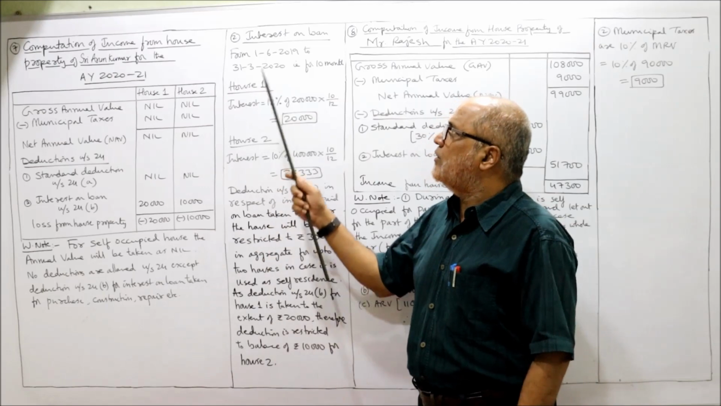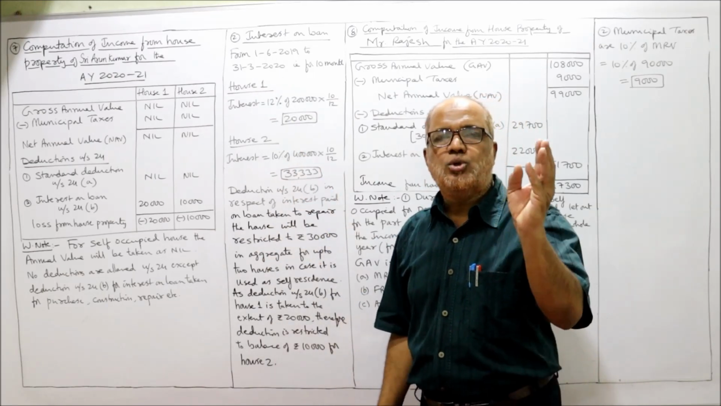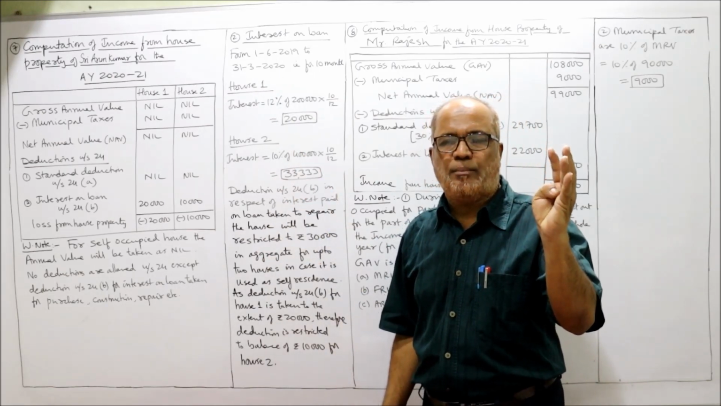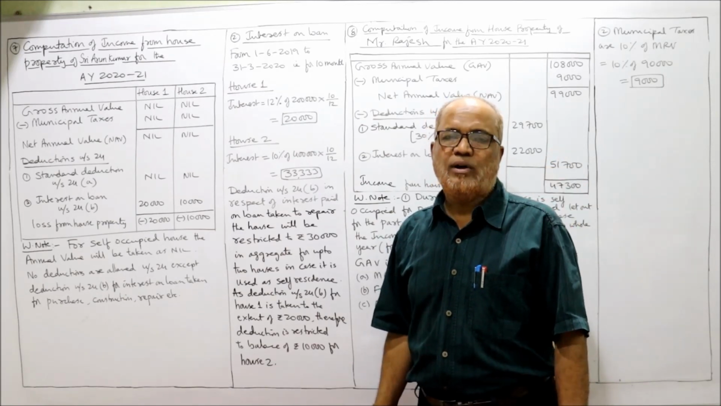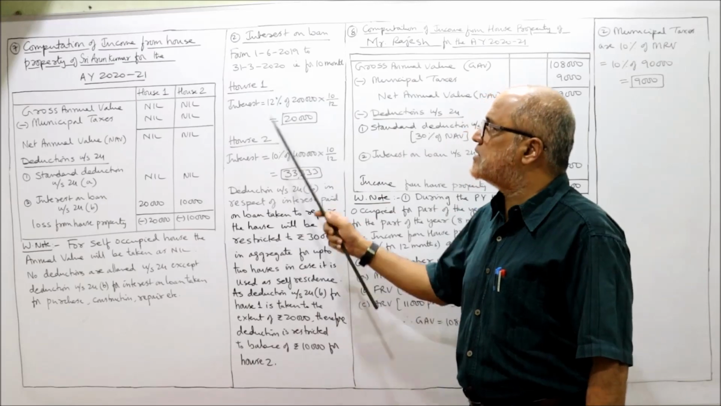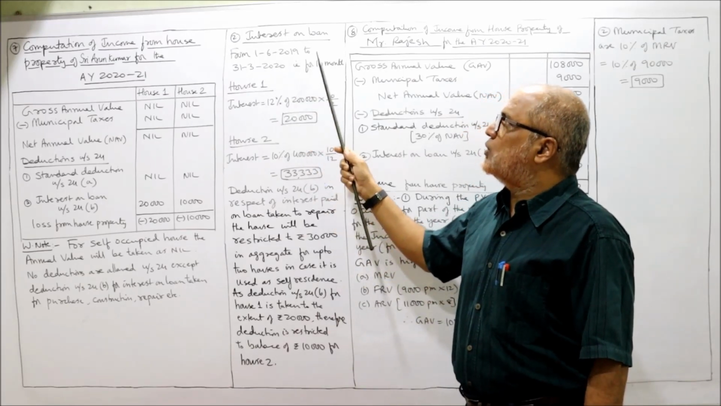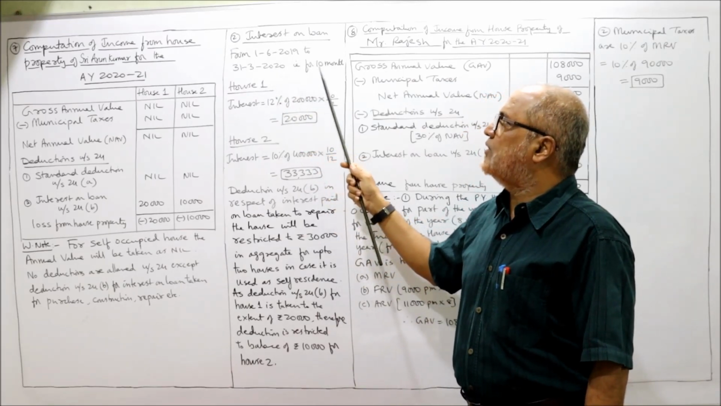So we have taken a loan on 1st June. So how many months? June, July, August, September, October, November, December, January, February, March. 10 months. So we have to calculate the interest for 10 months, from 1st June 2019 to 31st March 2020.